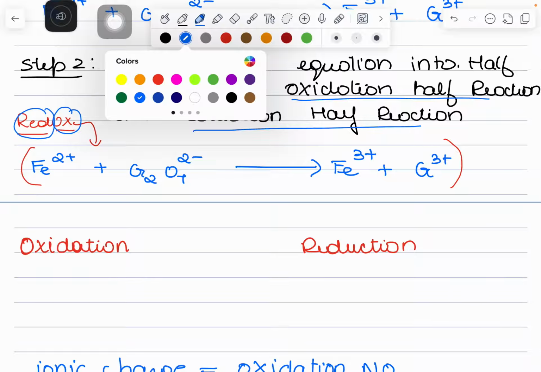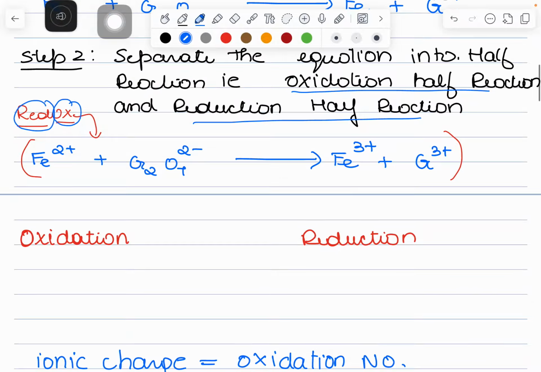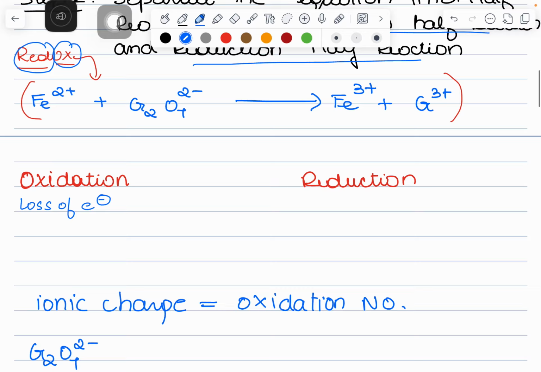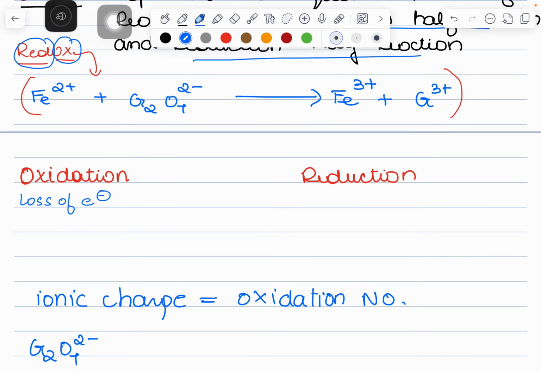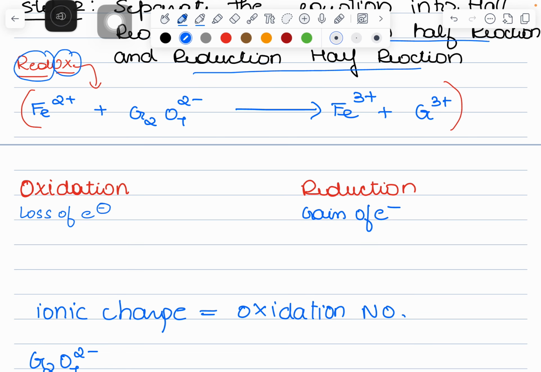So what is oxidation and what is reduction? We all studied it in class 10. Oxidation is nothing but loss of electrons, whereas reduction is nothing but gain of electrons. Now in a reaction, to identify which species undergoes oxidation or reduction, just see the oxidation number. If the oxidation number increases, it is oxidation. If the oxidation number decreases, it is called reduction.